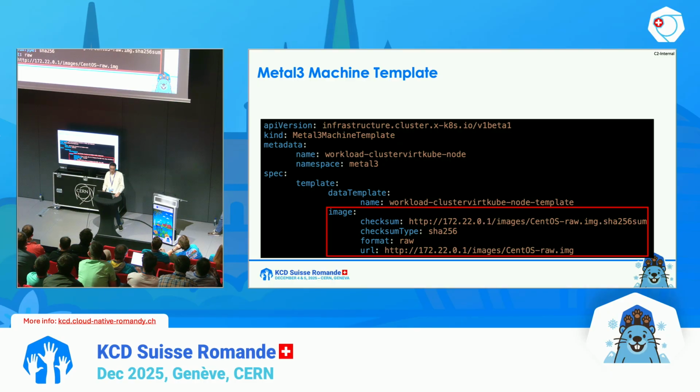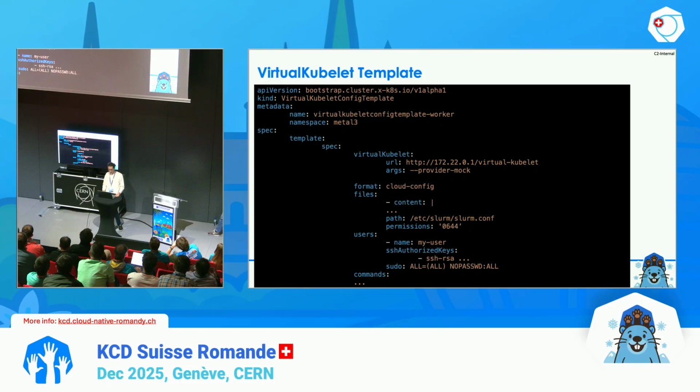Then the admin can use the data template reference to provide other setup like the network information or stuff like that. In this case, as can be seen on the slide, the Virtual Kubelet has been extended with a cloud conf designed to allow the automatic provisioning of a Slurm node. Our Bootstrap provider, the ClusterAPI Bootstrap Provider Virtual Kubelet, adds to this configuration the ones needed to run the Virtual Kubelet and generate the cloud config secret that will be used by Metal3 to initialize the host.